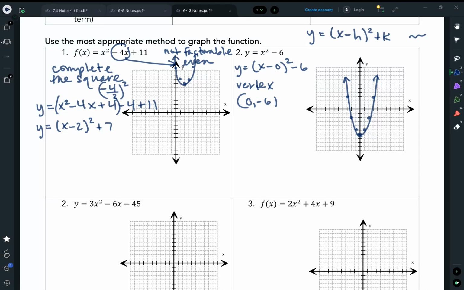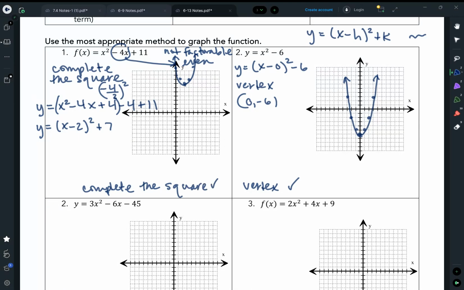So our other methods, we're trying to use a method for each of these right now and just kind of show what this looks like. Our other methods are making a table and factoring. So we did our vertex form to start with. We did complete the square, which also uses vertex form. But we have not tried factoring and using our intercepts yet.